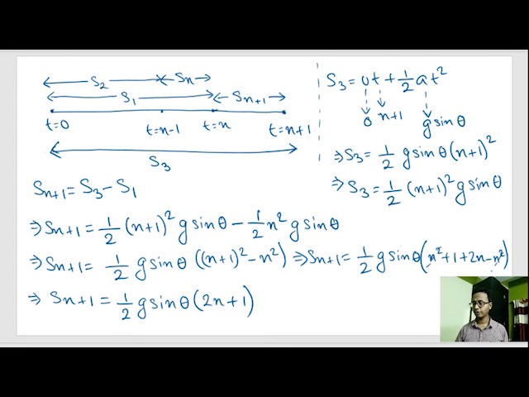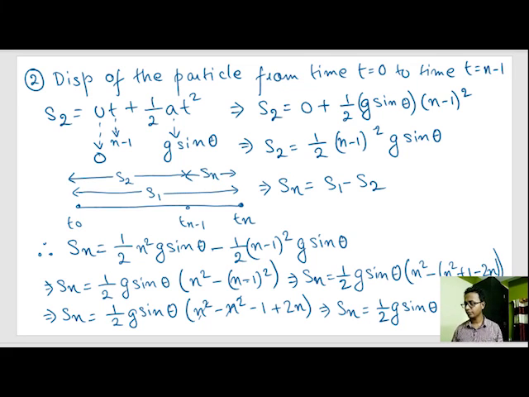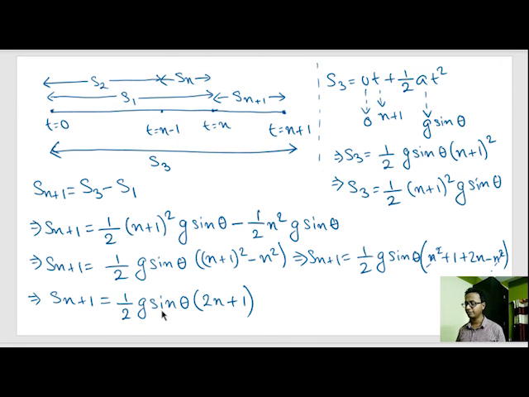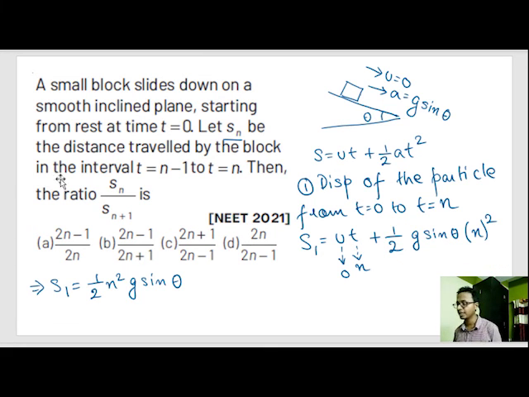So let's see what was Sn. Sn is equal to half g sin theta into 2n minus 1, and Sn plus 1 is equal to half g sin theta into 2n plus 1. And the question is asking us to find the ratio of Sn by Sn plus 1.